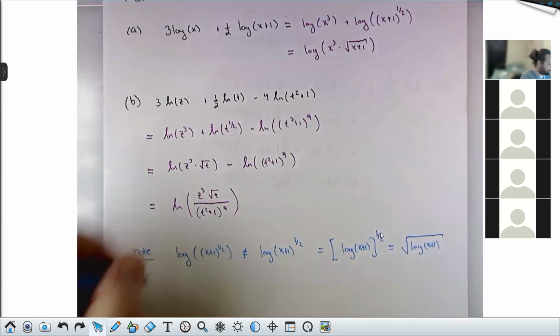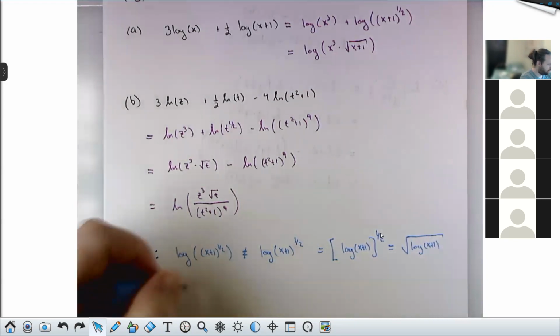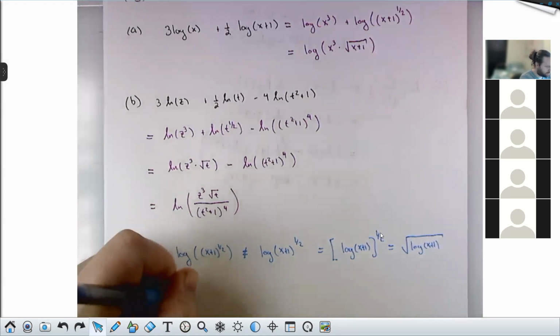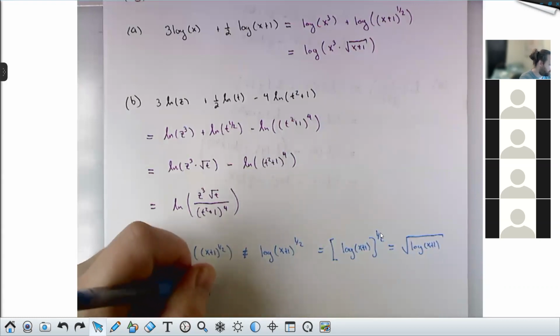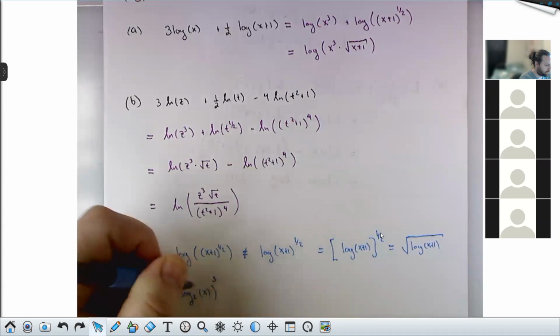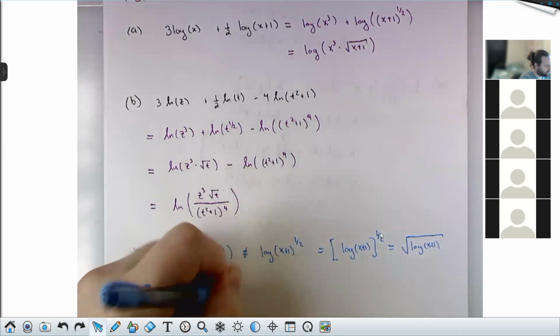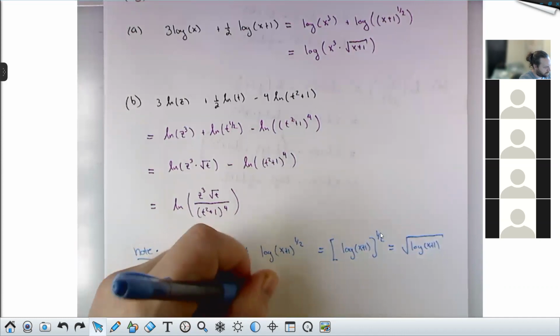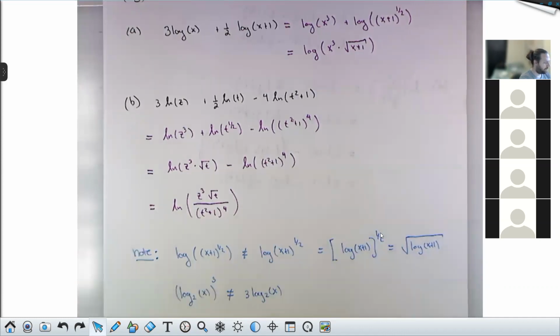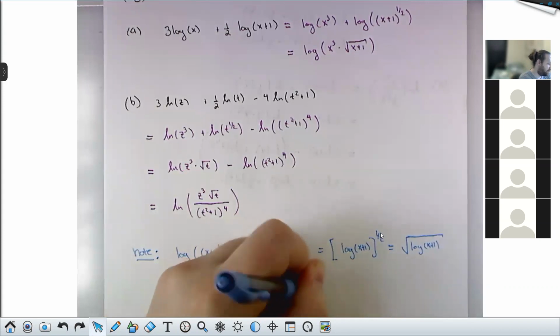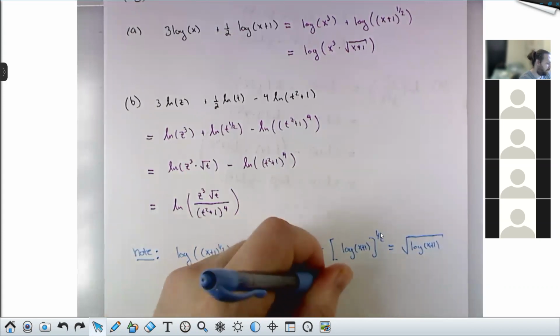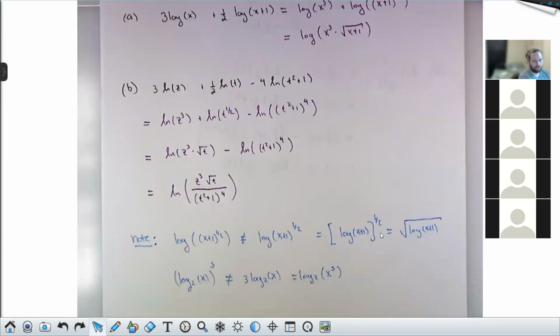Another similar mistake. If you have something like the log base 2 of x, all cubed, this is not 3 times the log base 2 of x. Because again, same sort of thing here, the power is on the outside of the logarithm, not inside. This would be log base 2 of x cubed, like this. And those are very different animals.